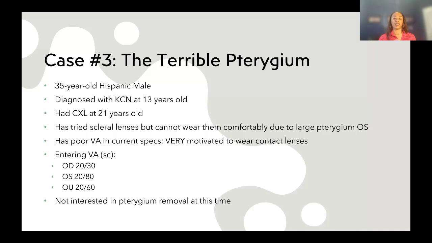He's 35, he's young, he's healthy. He wants to wear contacts. That's just what he came to me begging for. Entering VA is not half bad. Right eye is 20/30, left eye 20/80, both eyes open 20/60. He's not interested in removing the pterygium. That would be the obvious thing to do, but that's just not something he wants to do. This is what that pterygium looks like. Pretty vascularized, getting close to the visual axis. It's unsightly too. He's not excited about it, but he just wants to be able to see better.